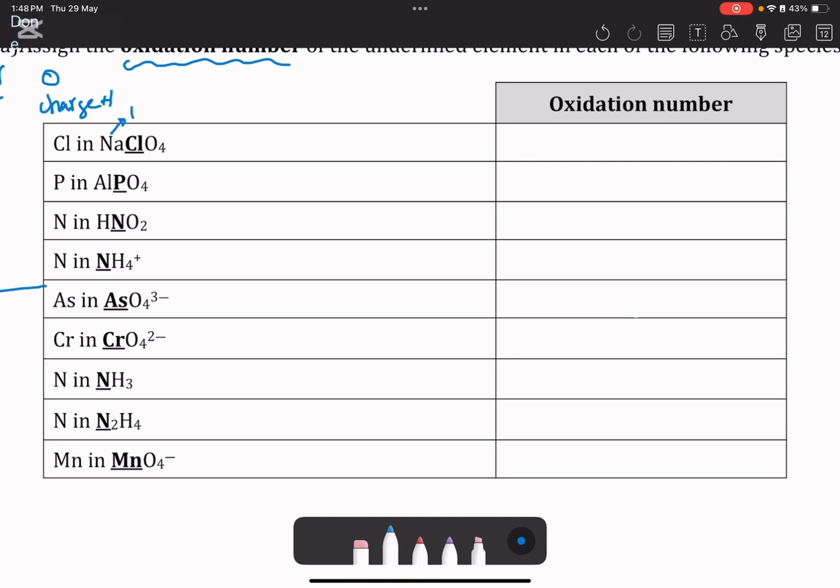Na belongs to group 1, so it's a +1. Cl, that's not an ionic, this is a polyatomic ion, so I need to put the oxidation number of Cl as X. I don't know it. Now, O oxidation number is -2, and you have 4 of it, so you're going to say 4 times -2. Equal to how much? If we look at this formula, there's no charge over here, therefore it's equal to 0. Solving for X, we will find the oxidation number of Cl to be +7.